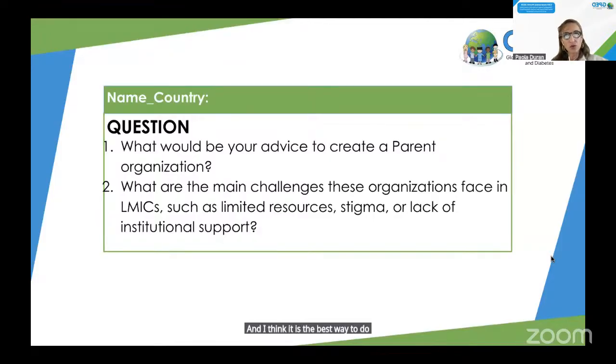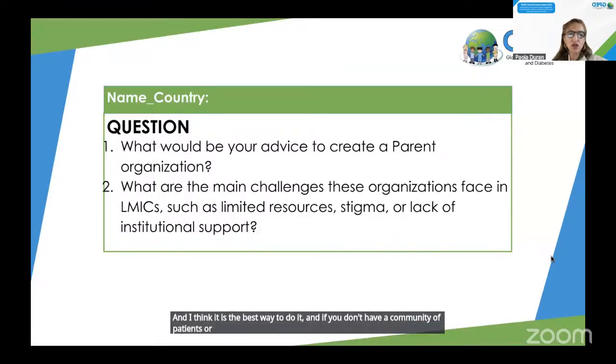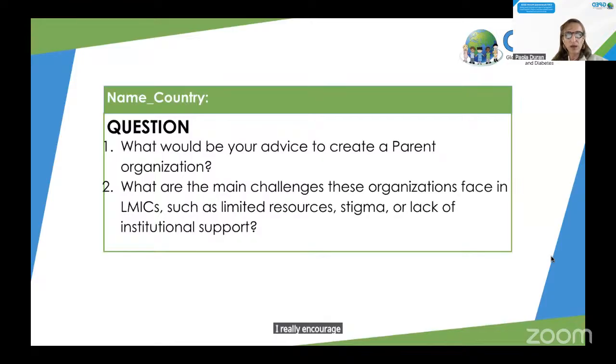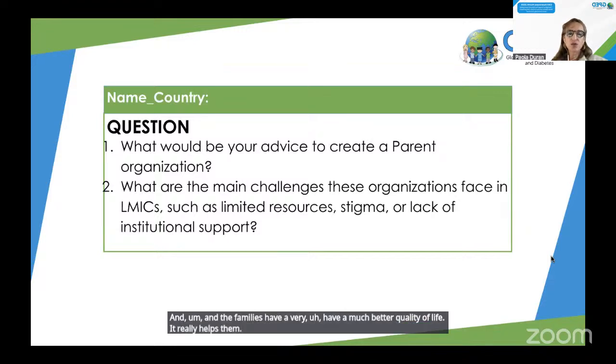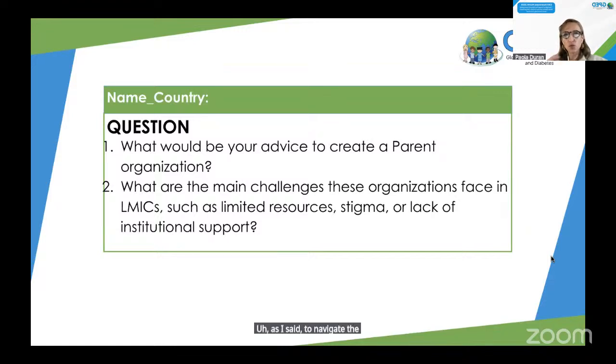And if you don't have a community of patients or an organization in your country, I really encourage you to do it, because it is very helpful, and the families have a much better quality of life. It really helps them, as I said, to navigate the health system, to support each other, and to get that education.